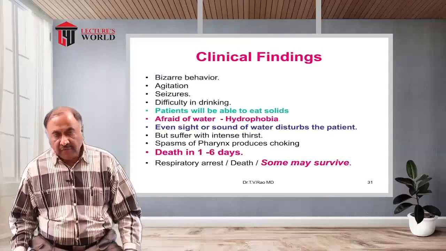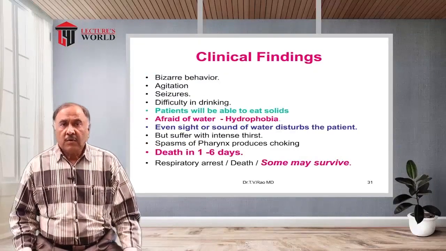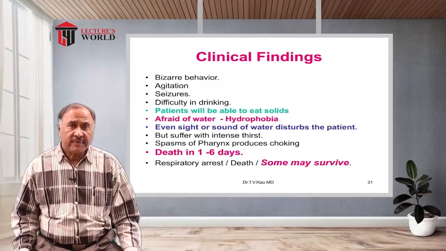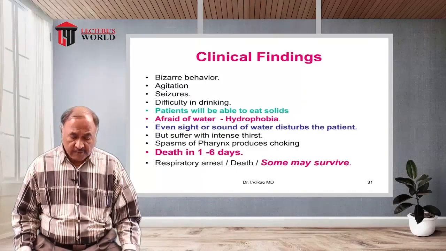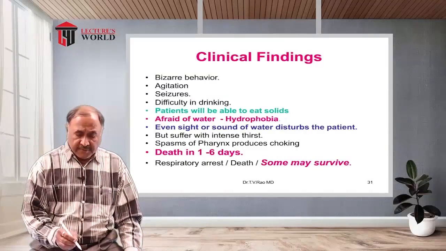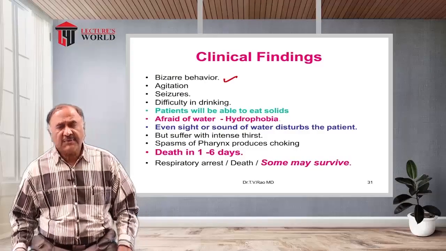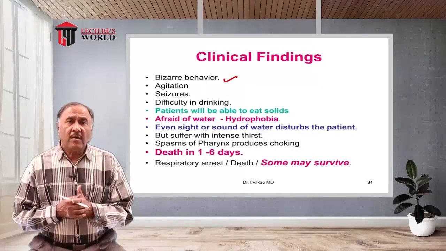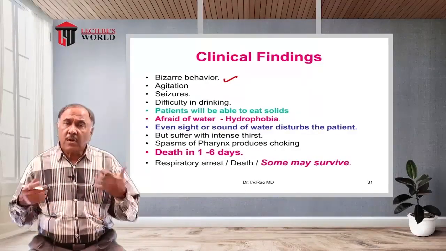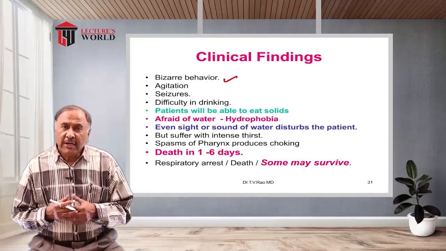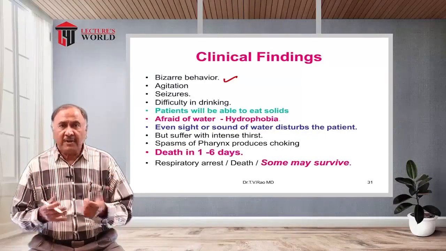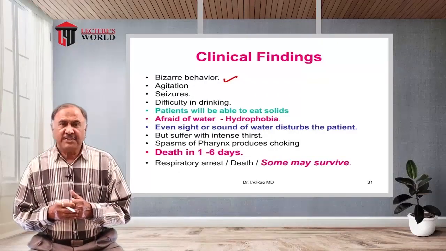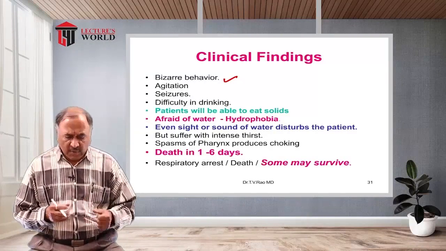Now, what are the clinical findings? That is, what all different types of symptoms can be observed in an individual? First one is bizarre behavior. Bizarre means unusual behavior, like a mad person. All of a sudden, the sane person, a normal person, would behave very differently. Bizarre behavior. Then the person remains agitated, means he is disturbed throughout.